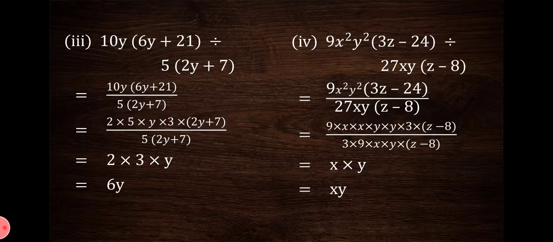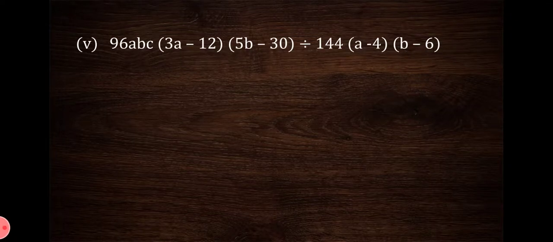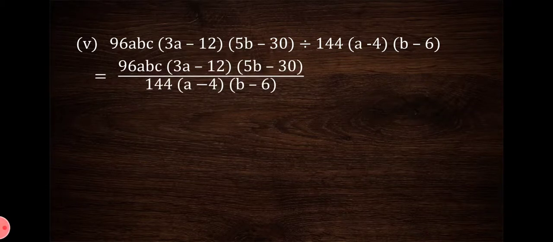Question number 5. 96abc into 3a minus 12 into 5b minus 30 divided by 144 into a minus 4 into b minus 6. That is equal to, we write in fraction form, 96abc into 3a minus 12 into 5b minus 30 upon 144 into a minus 4 into b minus 6. Let's factorize applying whatever methods are possible.